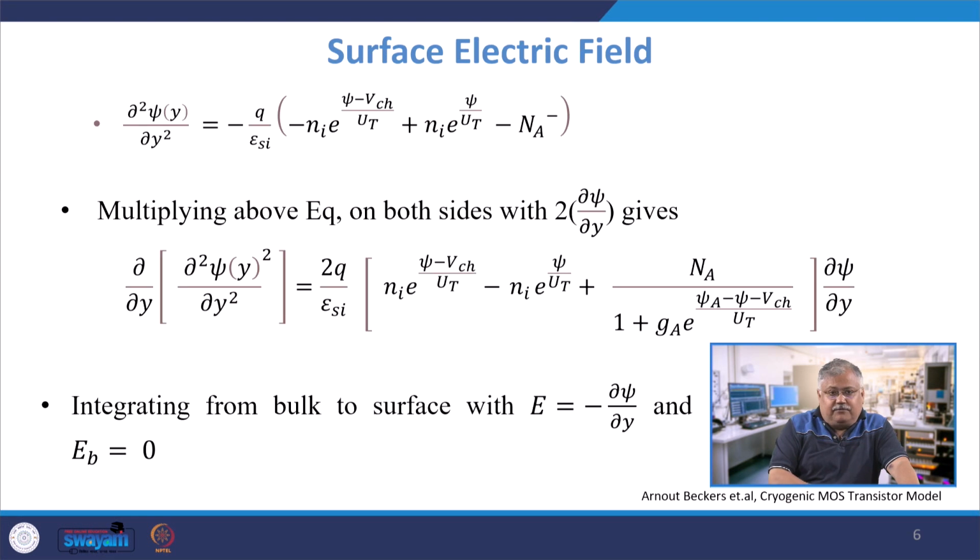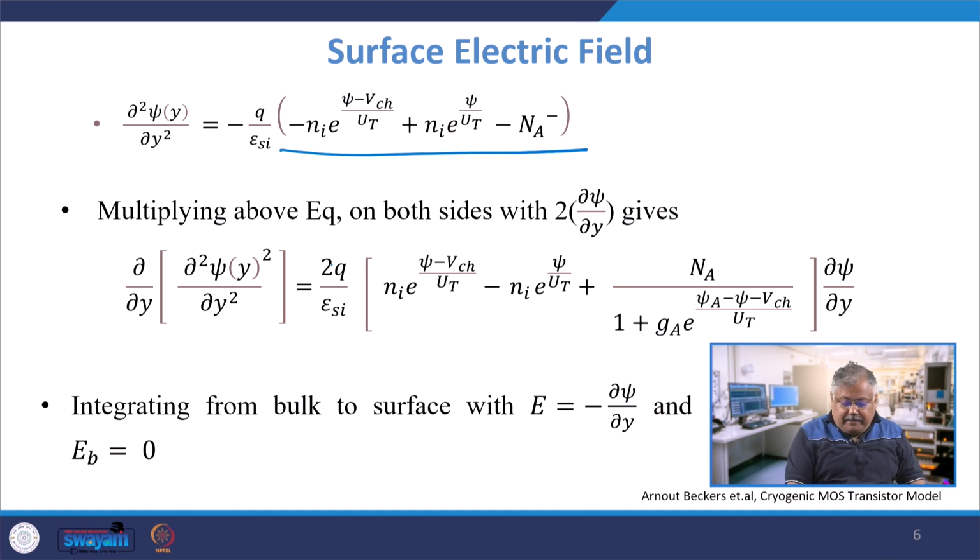So, that is what I have highlighted in this slide. Now let us come to the electric field, because electric field is an important property, an important parameter which you need to understand when you design cryogenic devices. I am just replicating the same expression here, that d2 psi dy2 is equal to minus q by epsilon into this quantity here.